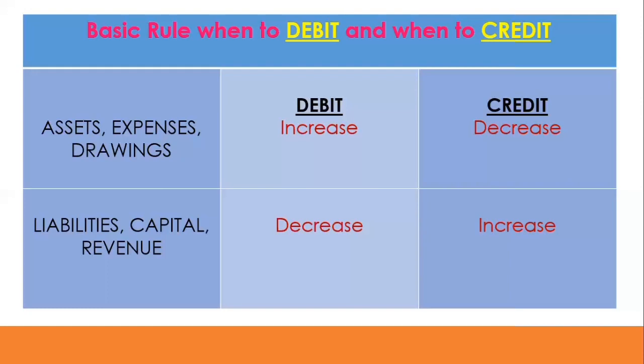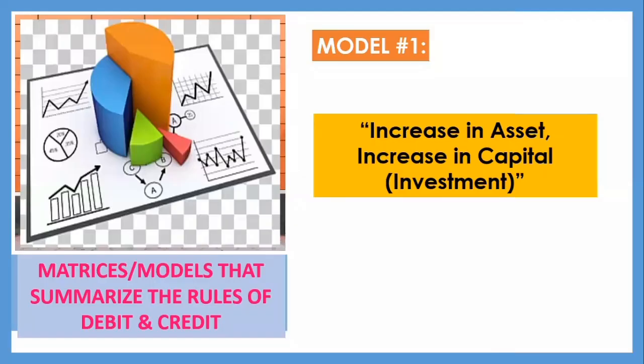Therefore, in order to avoid committing errors regarding debit and credit, we need to be familiar with the rule and stick with it. Now, we will summarize the rules of debit and credit in the following matrices or models. We have 6 models in order to summarize the rules of debit and credit. And the first model that we have is increase in asset and increase in capital. In this case, the component of capital which will increase would be our investment.